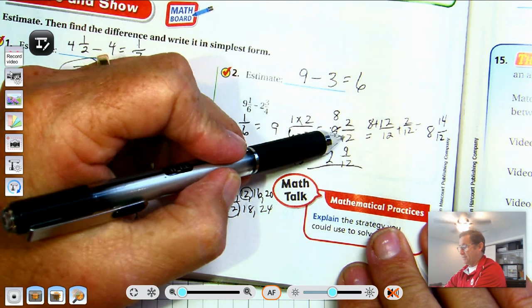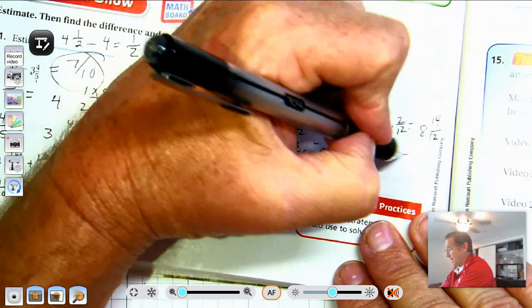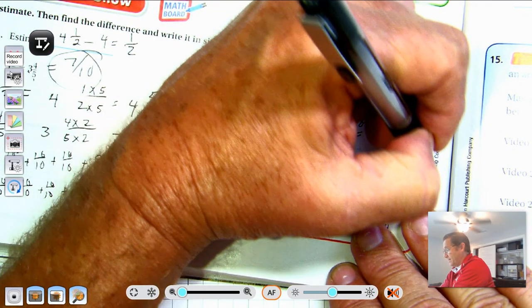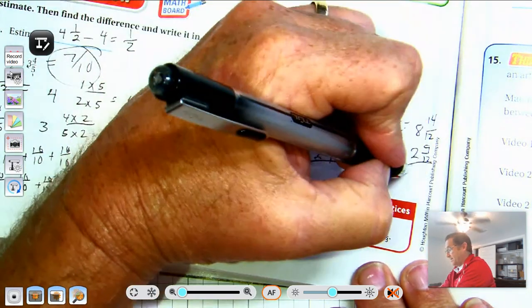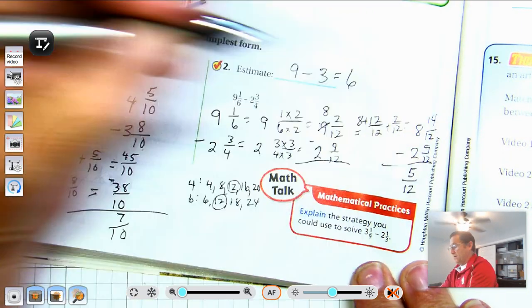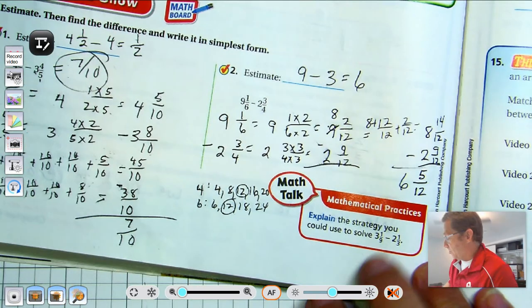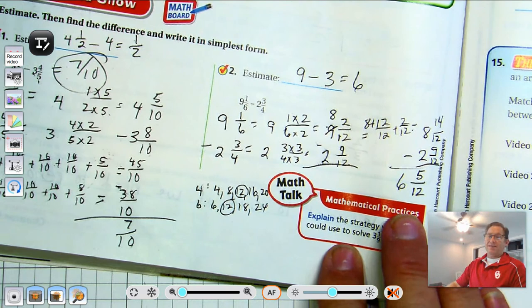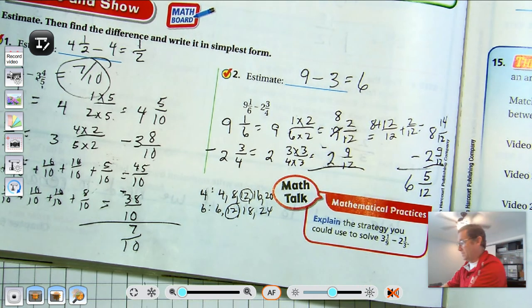Basically, all we did was add 12 to the 2 to rename it. Minus 2 and 9/12. 14 take away 9 is 5, so 5/12, and 8 take away 2 is 6. So basically I have 6 and 5/12 as my answer. My estimate was 6. We're close. We're reasonable.